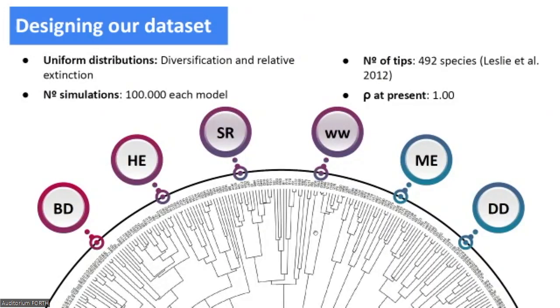We simulated a total of 100,000 trees for each diversification model. We did that with the diversification and the relative extinction parameters sampled from uniform distributions. Also, all of the trees have 492 tips, and our sampling at present was 100%. We did that in order to make our simulated dataset as close as possible to our empirical case, which is the phylogeny of conifers published by Leslie and collaborators in 2012.